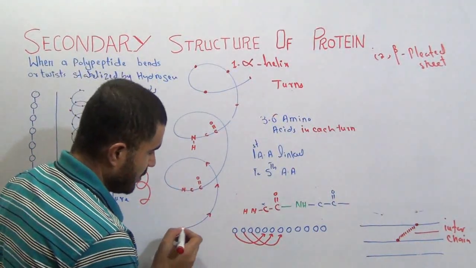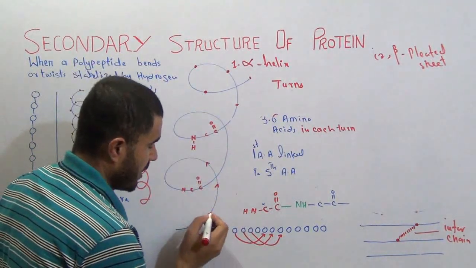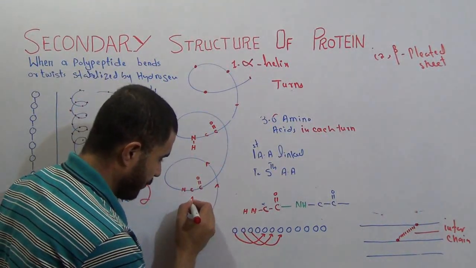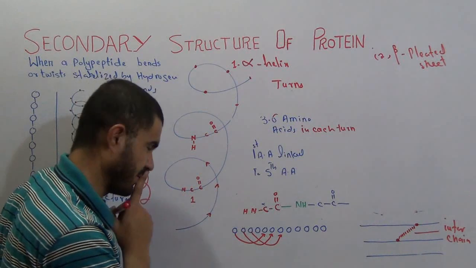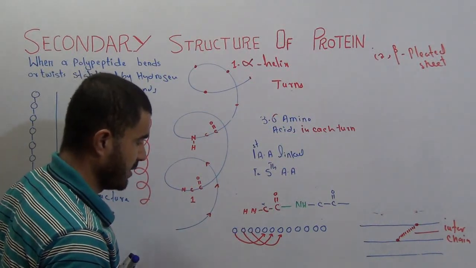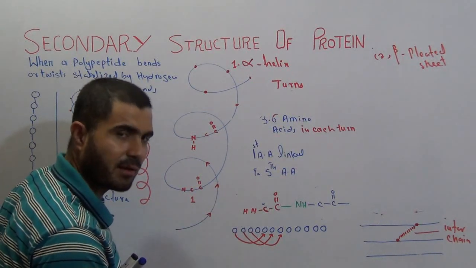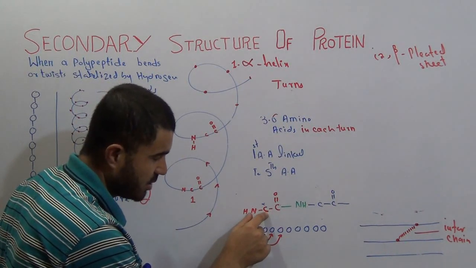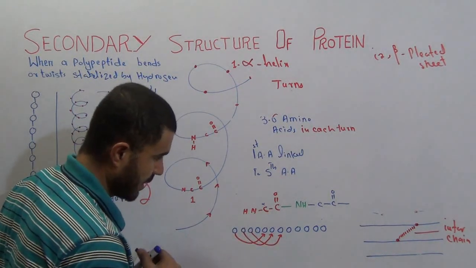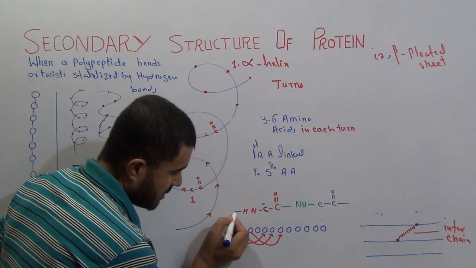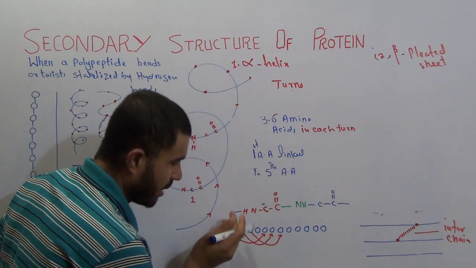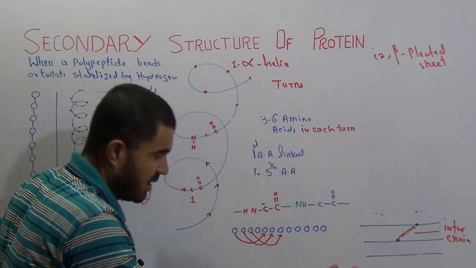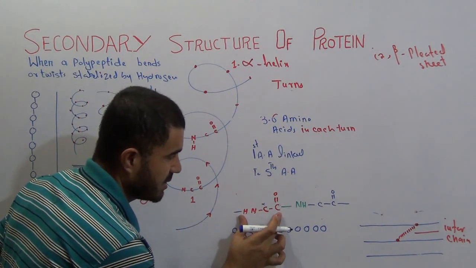Okay, so let's suppose we start the turn like this. If you move like this, you will encounter the first amino acid. Let's suppose this is the first amino acid. And inside one amino acid, we know very well that there is an alpha carbon and an NH group. It has made a bond, so it is not NH2, it is just NH. This is one amino acid.